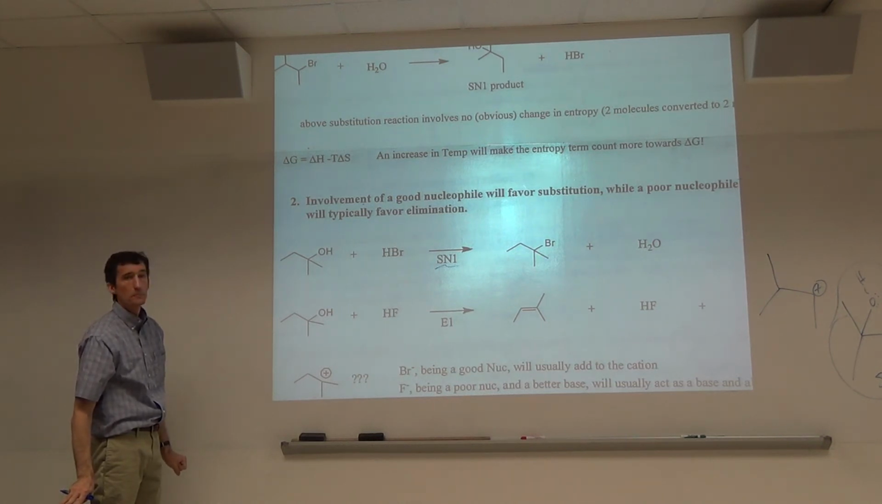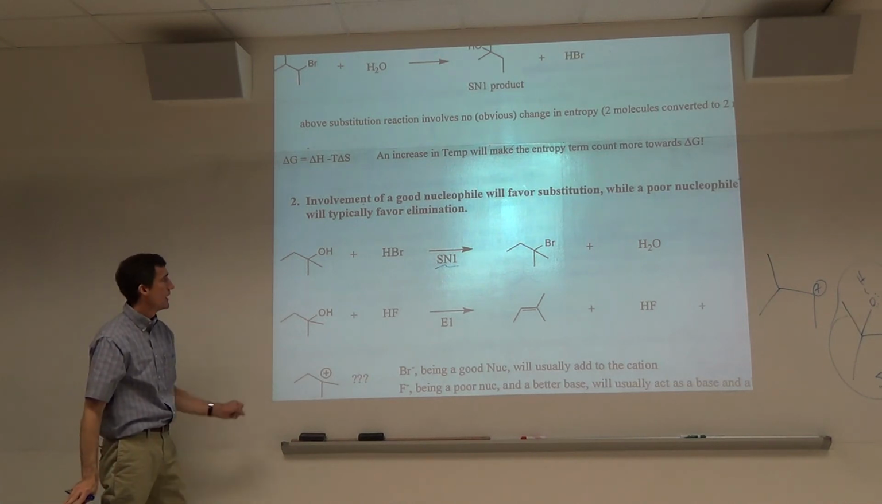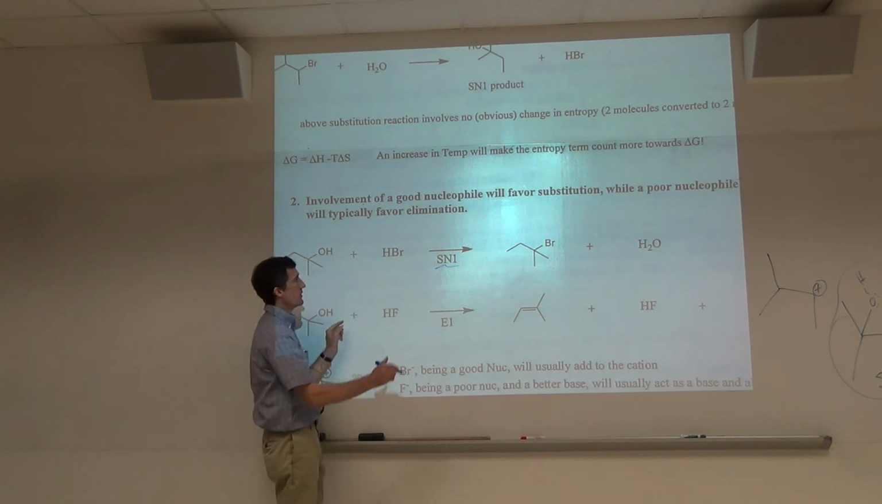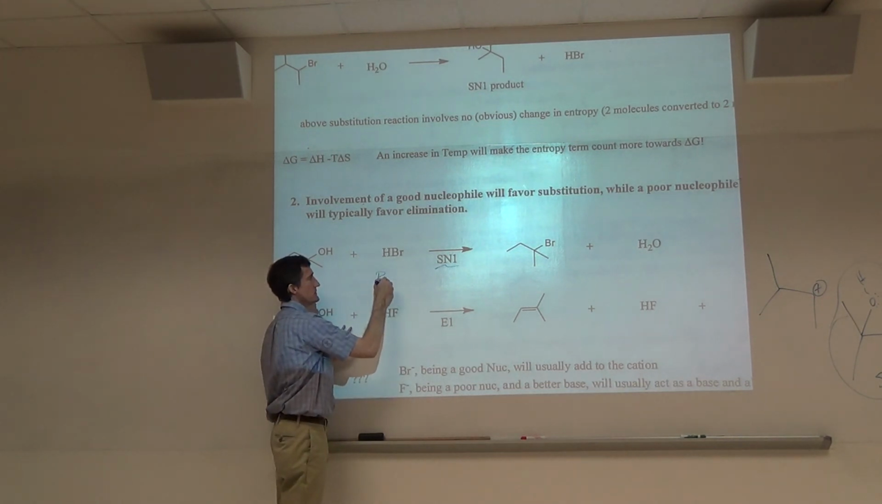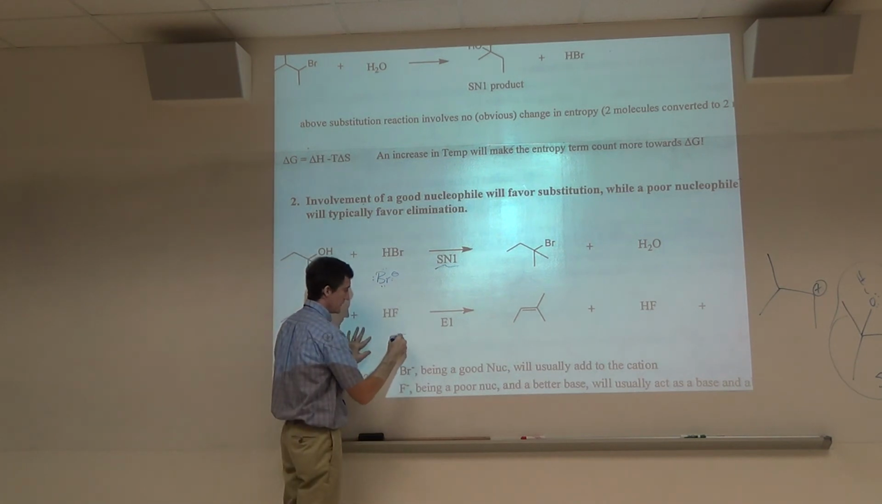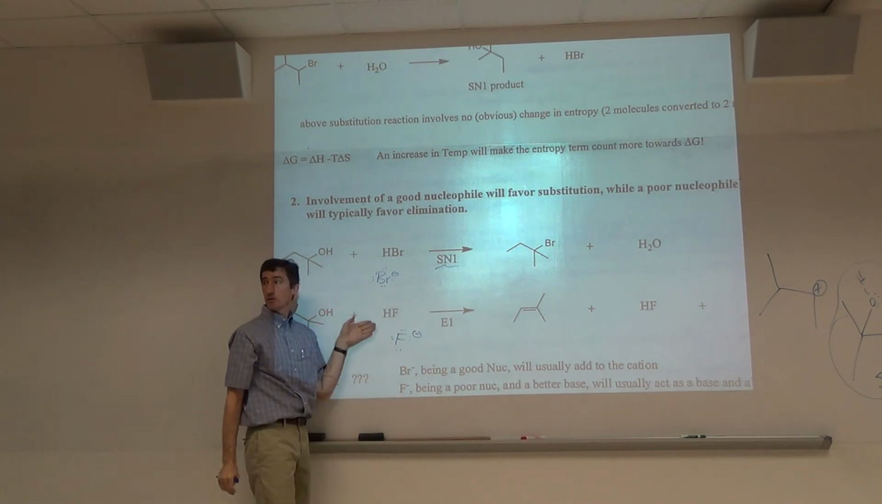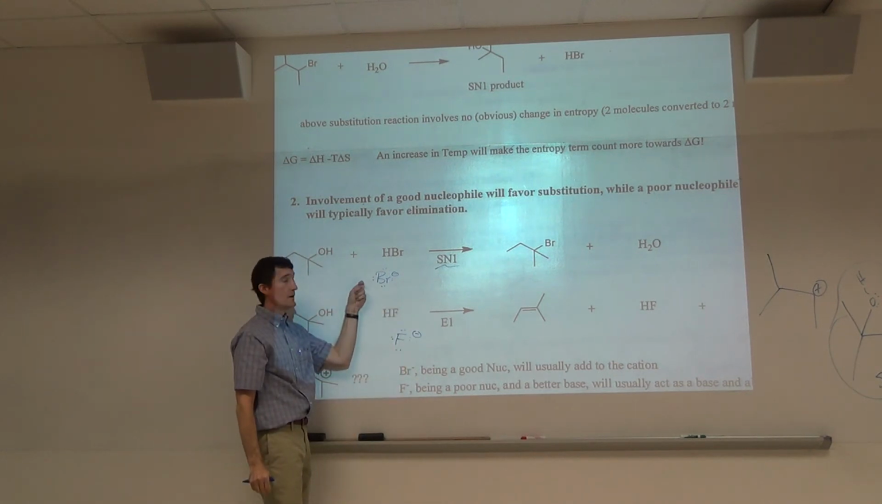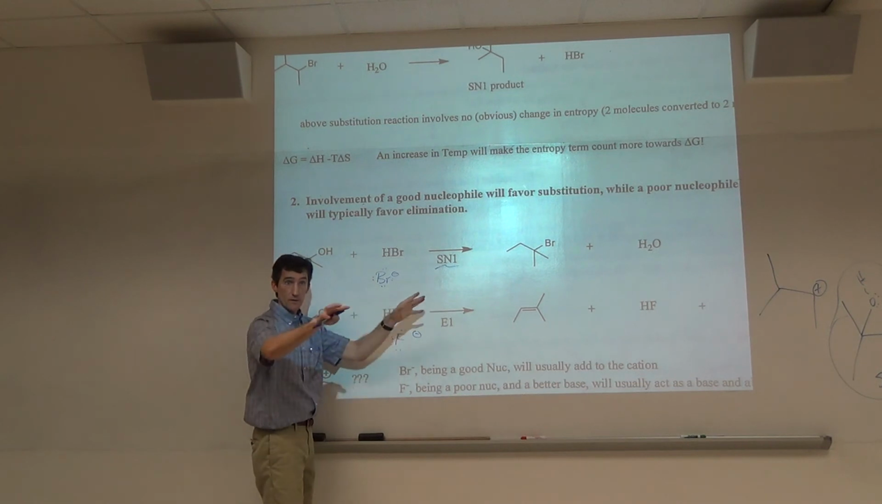Or can you have E2? Poor nucleophile, E1. Br minus is a good nucleophile, especially compared to this one. What's this nucleophile? Which is a better nucleophile, Br or F minus? Yeah, because it lets this lone pair get out there, okay?